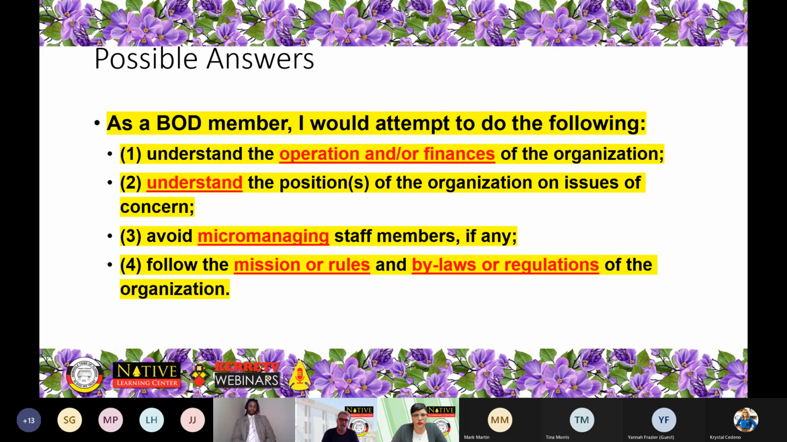And number 3 is that dysfunctional concern that I have, the micromanaging of staff by board members, especially when the organization is at that point of maturity when the board really does not need to be involved with the minutia of day-to-day activities because you have staff. You have a staff person or a series of staff persons.